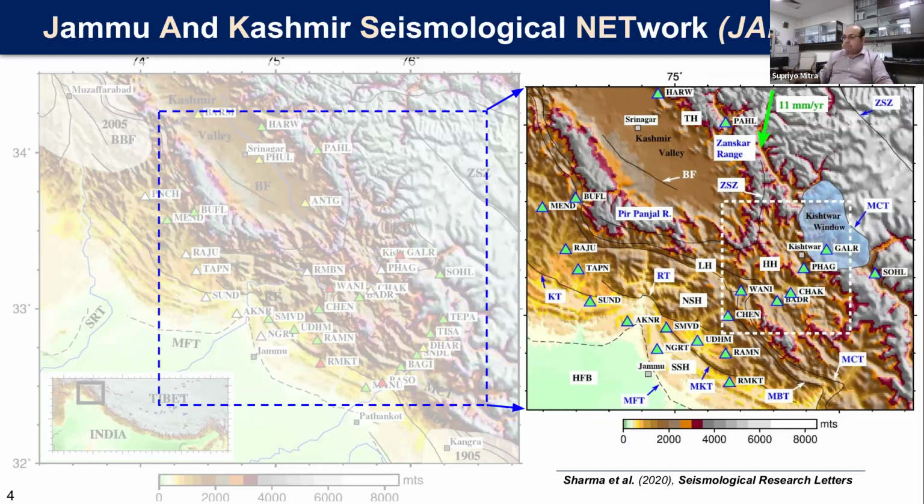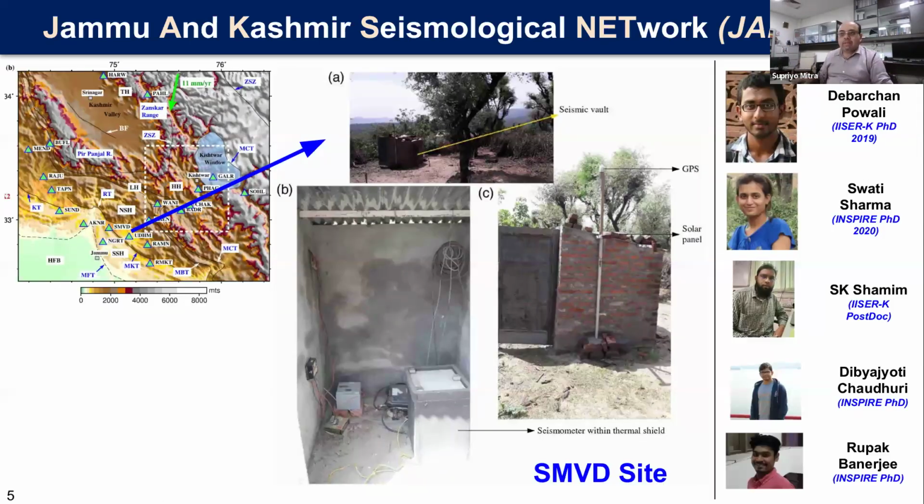Just to give you an example of what these sites look like, as you all know, the Himalayas are not an easy terrain to do field work and set up seismometers, and more so in the Jammu Kashmir region, being at the northwestern edge of the Himalayas. So this is one station at the site called SMVDU, which is close to where Sunil Wanchu is based. This is what a typical station looks like.